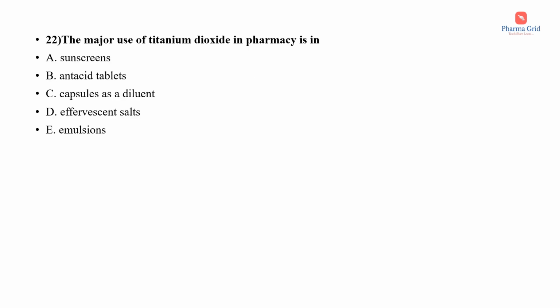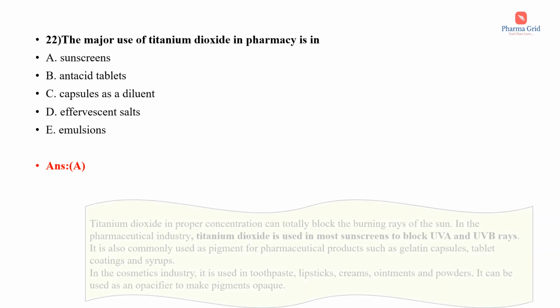Next question. The major use of titanium dioxide in pharmacy is in. The options are sunscreens, antacid tablets, capsules as a diluent, effervescent salts, emulsions. So here the correct answer is option A, that is sunscreens. That is, the major use of titanium dioxide is in sunscreens.